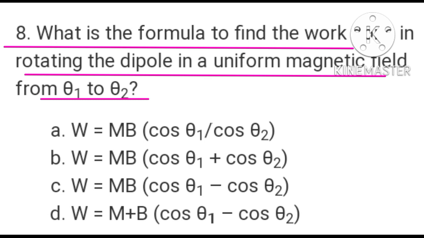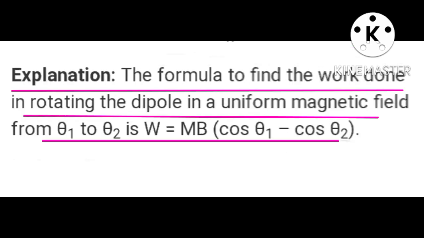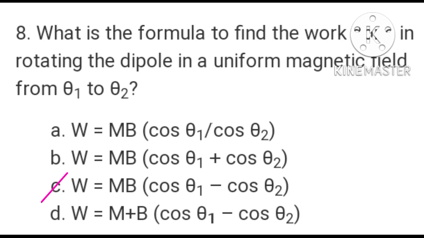Question number 8. What is the formula to find the work done in rotating the dipole in a uniform magnetic field from theta 1 to theta 2? Explanation. The formula to find the work done in rotating the dipole in a uniform magnetic field from theta 1 to theta 2 is W = MB (cos theta 1 minus cos theta 2), where W is the work done, capital M is the magnetic dipole moment, B is the magnetic field, and theta 1 and theta 2 are the angles. In this question, C is the correct option.